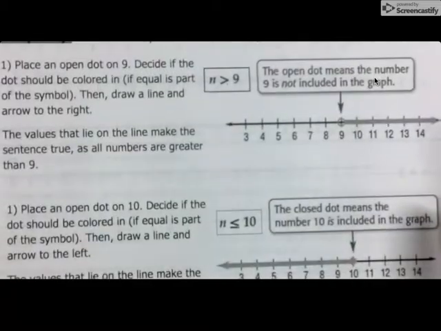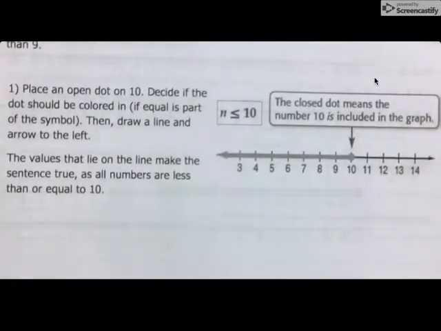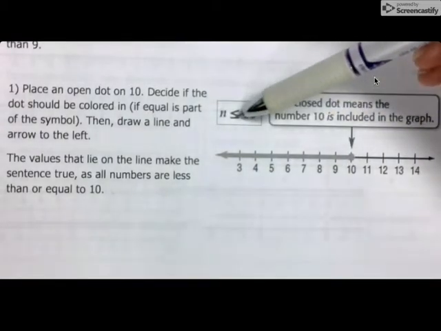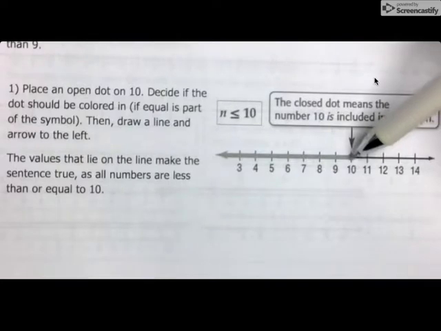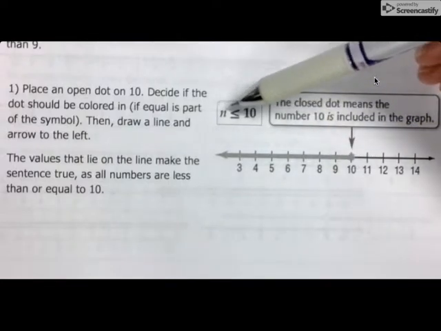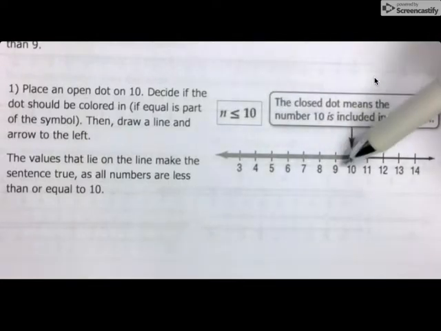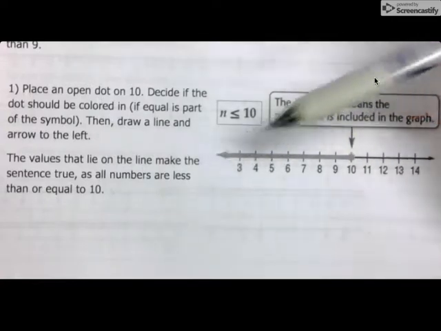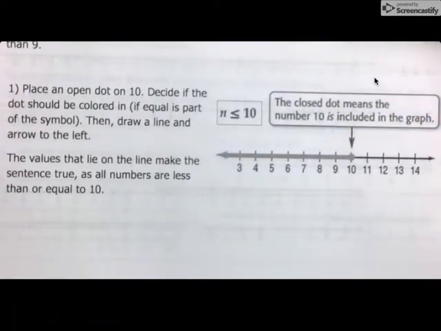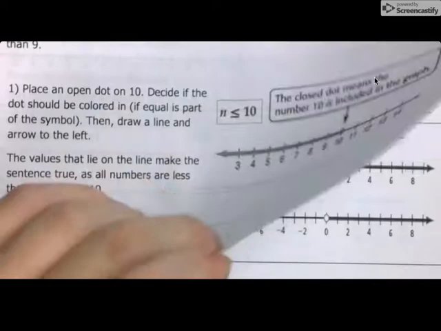So if we follow that same thing, we're going to do the next one. It says, place a dot on 10. See how this one has a line underneath it? That's why it's a closed dot. We're talking about any number that's smaller than 10, so those are all the numbers to the left. Okay? Now we're going to look at the next page.